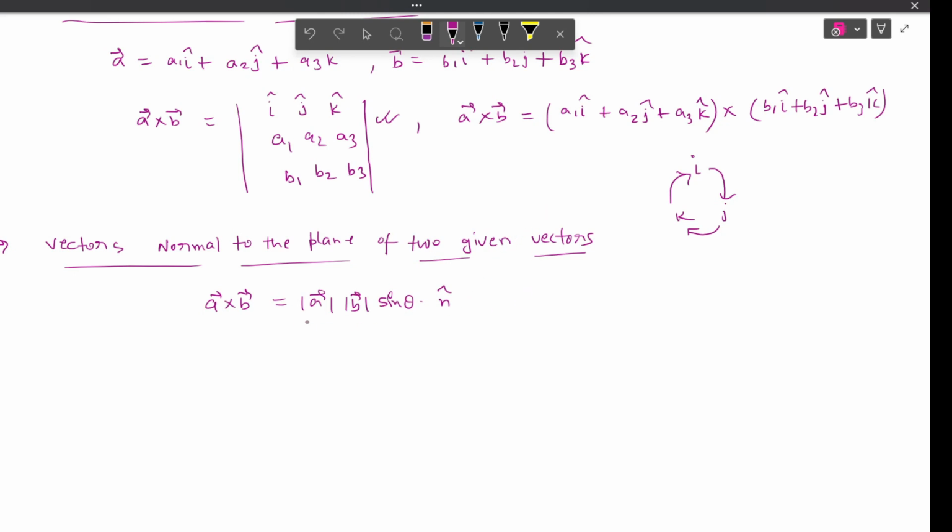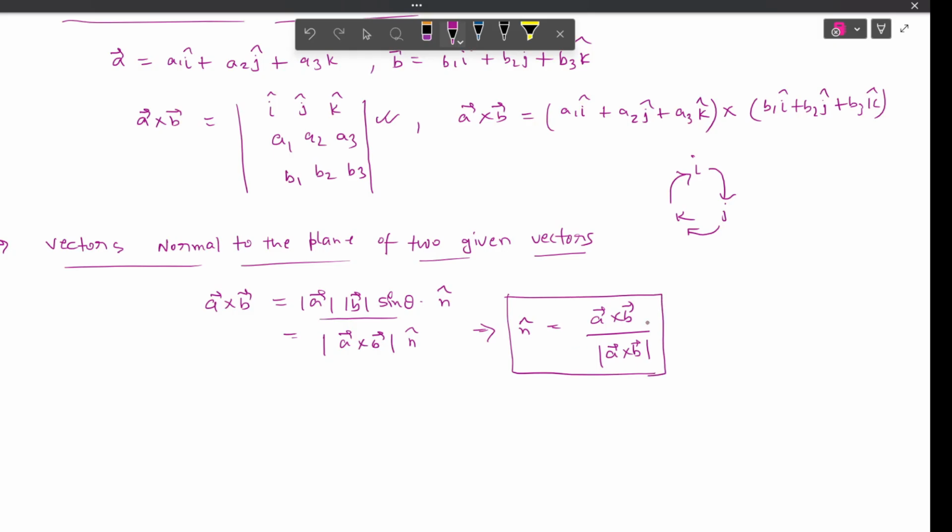So from this is the magnitude, right? So we can say this is modulus of a cross b multiplied by n cap. So from this we can find out the normal vector as a cross b divided by modulus of a cross b. So remember this is very important. Normal vector is a cross b by modulus of a cross b. Okay, and this is a unit vector perpendicular to the plane of a and b.